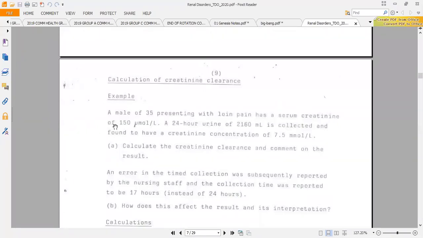A male of 35 presenting with groin pain has 150 micromoles per liter of serum creatinine. 2,160 ml of urine is collected and found to have a creatinine concentration of 7.5 millimoles per liter. A. Calculate the creatinine clearance and comment on the result.